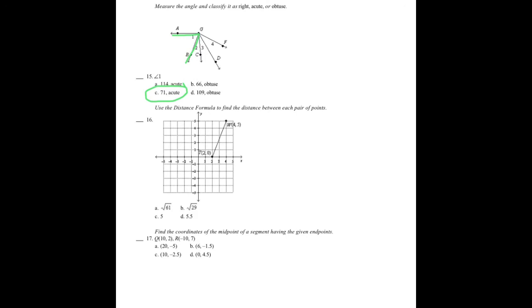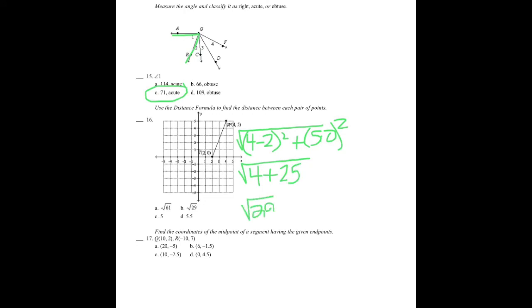Use the distance formula to find the distance between each pair of points. So distance formula: 4 minus 2, the quantity squared, plus 5 minus 0, the quantity squared. So 4 minus 2 is 2, squared is 4. 5 minus 0 is 5, squared is 25. So you should have gotten the square root of 29, which is B.